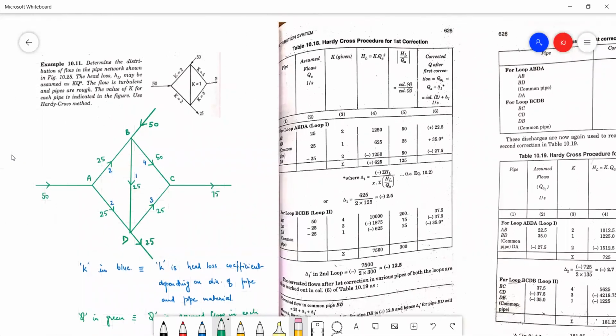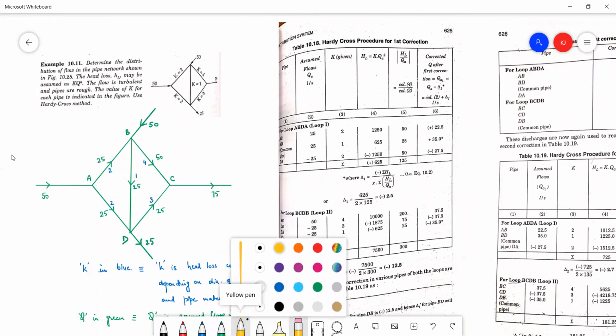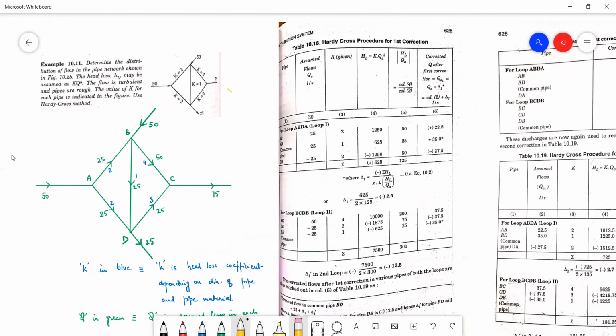So this is the numerical which we have with us. We have been given a loop. We have been told that the formula of head loss is given as k into q raised to power n, and the value of k is given to us for all the individual pipes.